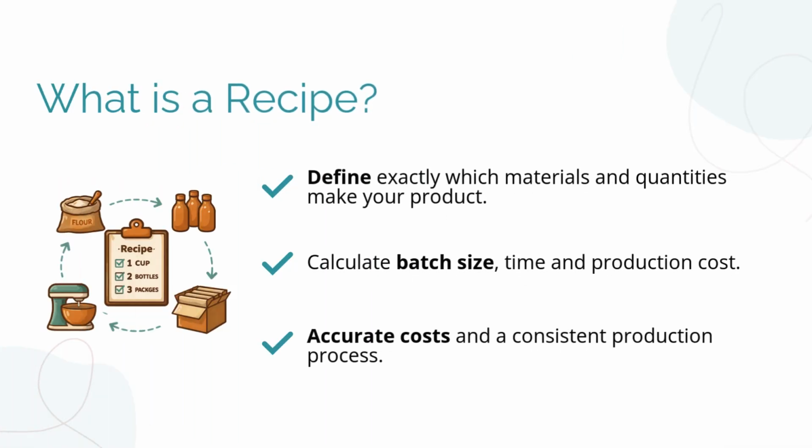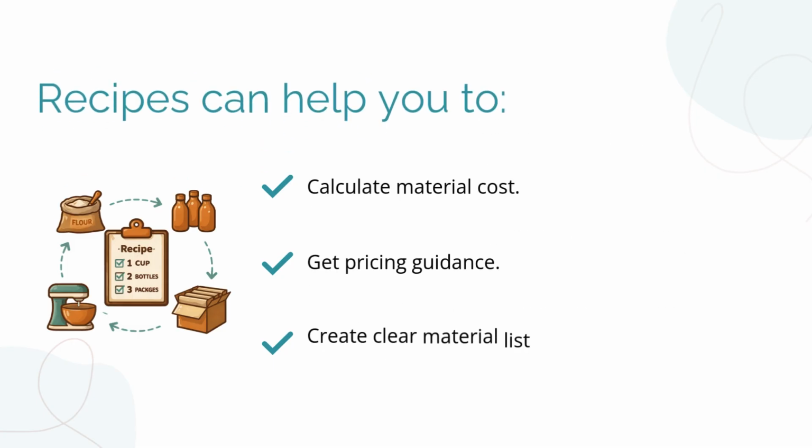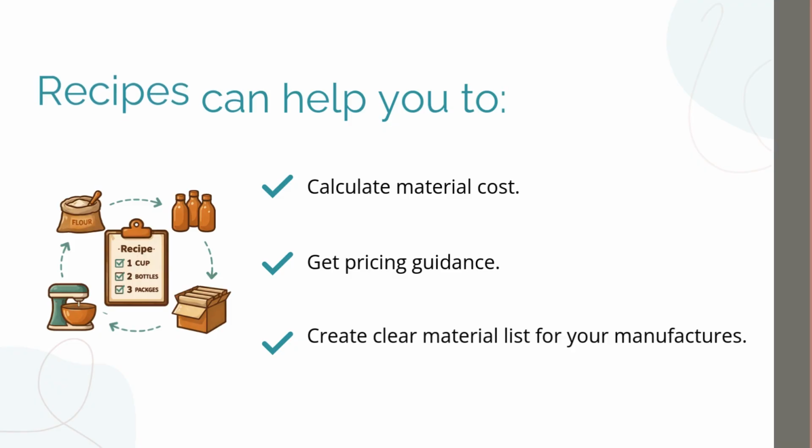Recipes in Craftybase are where you record the materials you use to make a product. They're totally optional, but they're really helpful if you want accurate costs and a consistent production process. Recipes can help you calculate material costs, get pricing guidance, and create clear material lists for your manufacturers. You can add recipes to products, components, and variations in the case that your base product recipe has different materials or quantities. In this video, I'll show you how to create a recipe for an existing product.